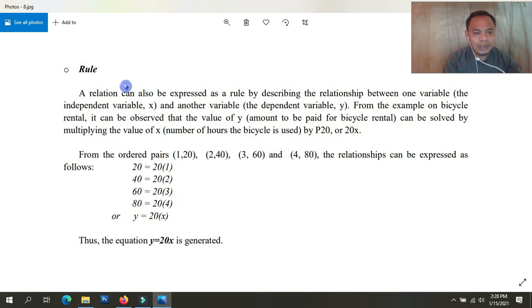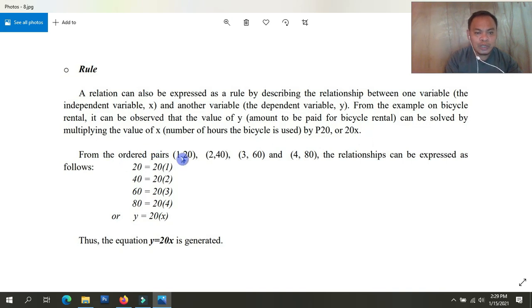And rule. A relation can also be expressed as a rule by describing the relationship between one variable, the independent variable x, and the other variable, the dependent variable y. From the example on bicycle rental, it can be observed that the value of y, the amount to be paid for bicycle rental, can be solved by multiplying the value of x, the number of hours the bicycle is used, by 20 pesos, or 20x. So the 20 is there, and y is our amount; x is how many hours we rent, right?